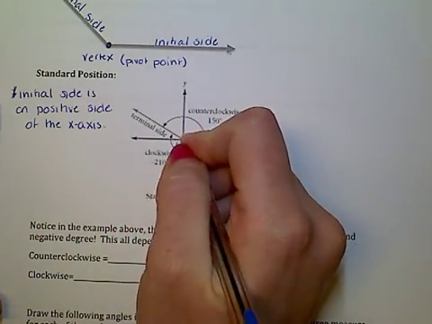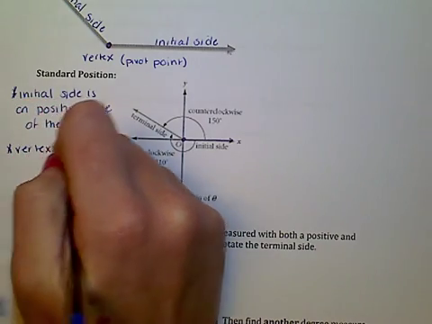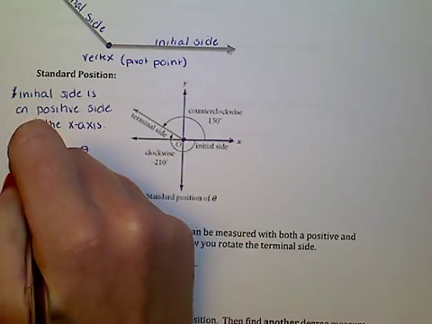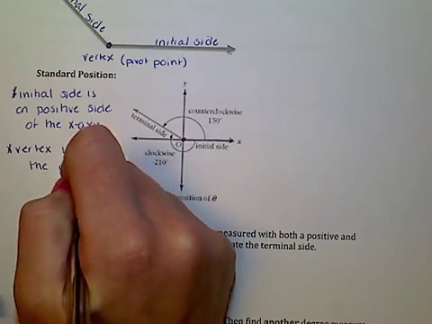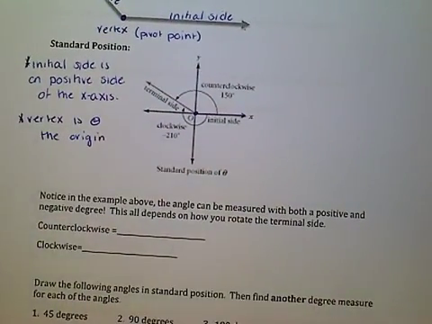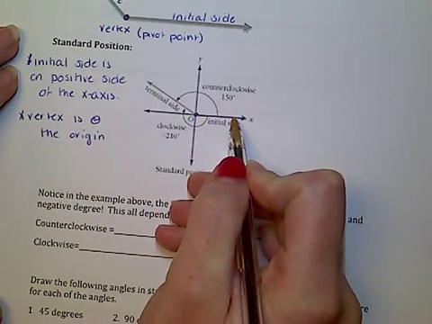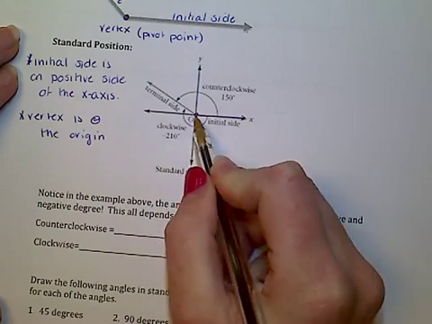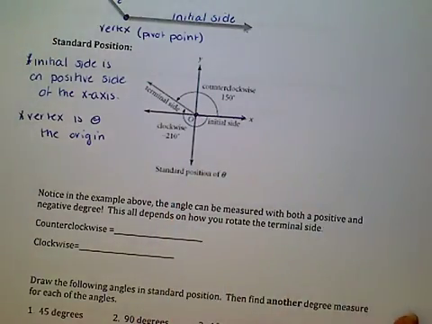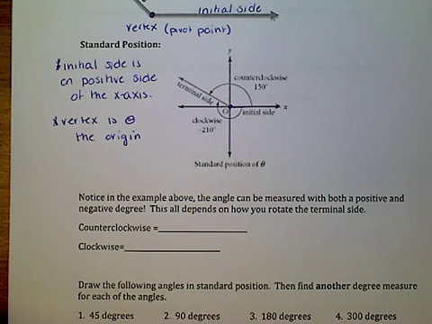Now I also want you to notice that the vertex is at the origin. So whenever you have an angle where the initial side is right there on the x-axis on the right-hand side and the vertex is at the origin, we like that. That's called standard position, and that's often how we will draw angles in this class.